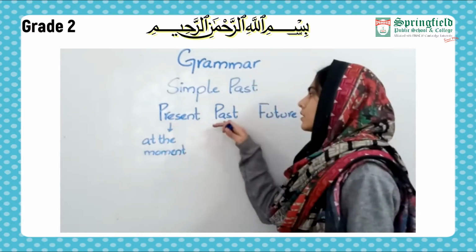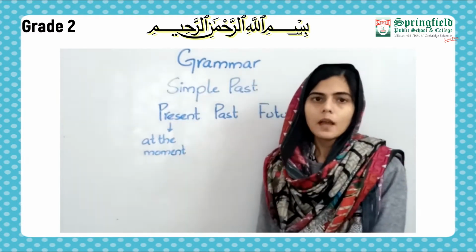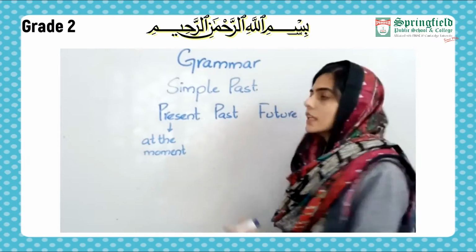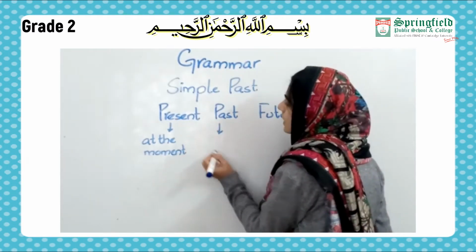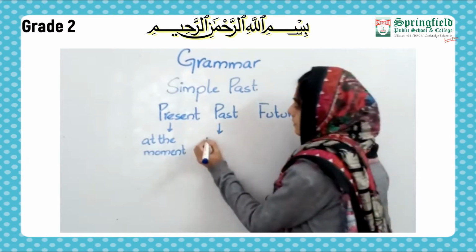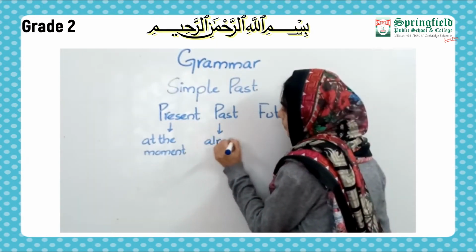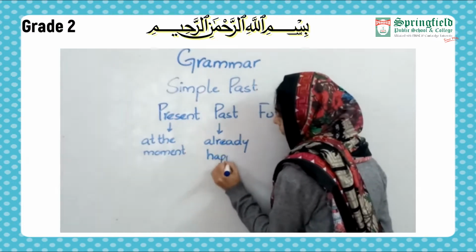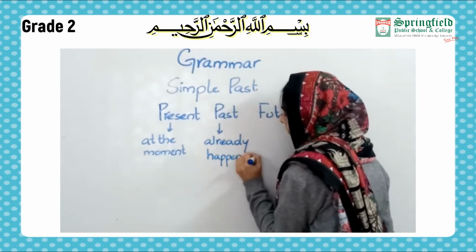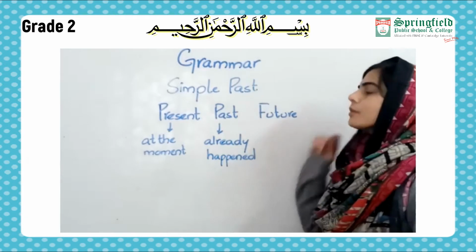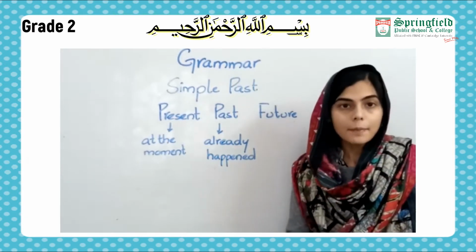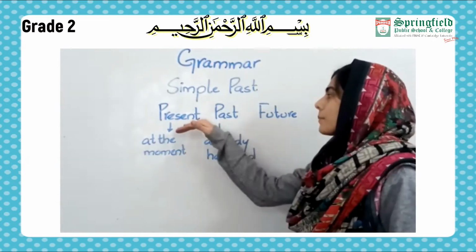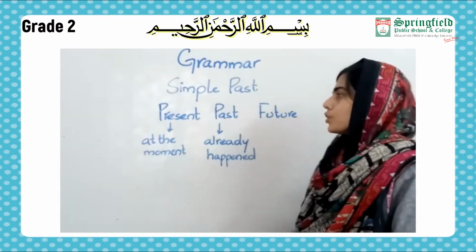Moving forward towards past tense. Past means something that has already happened or occurred. An event that has already taken place. Whereas future means something that will happen. Now, these are the three tenses: present, past and future.